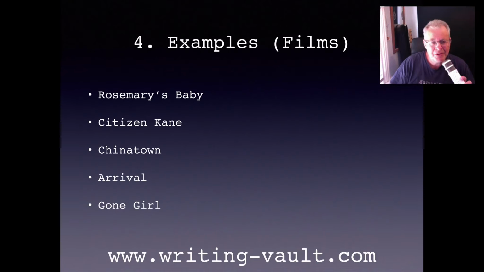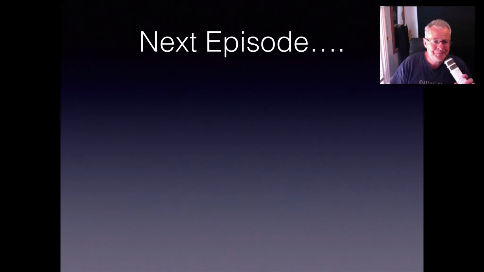You'll see if you look at the films, particularly Rosemary's Baby is kind of a psychological horror film. Chinatown is a dark, gritty noir thriller. Gone Girl is a thriller. Citizen Kane's slightly different genre-wise. And then Arrival is a science fiction story. So it does cover, and you can use it in horror, mystery, thriller, those kind of commercial genres. So that's the explanation story.